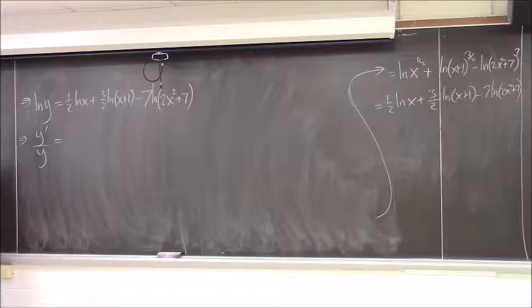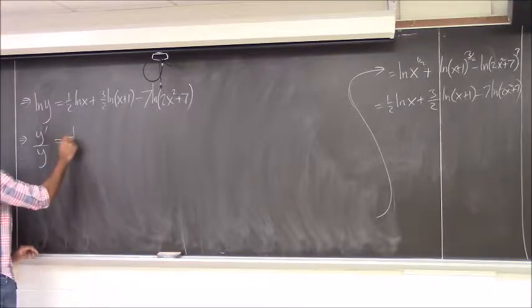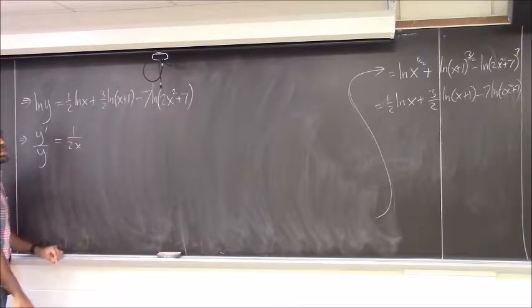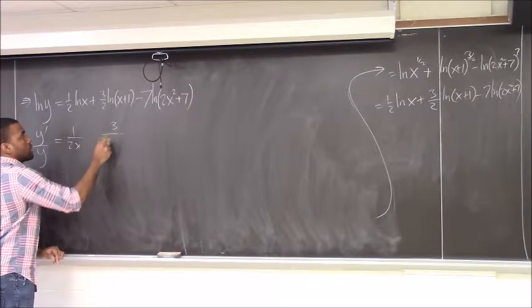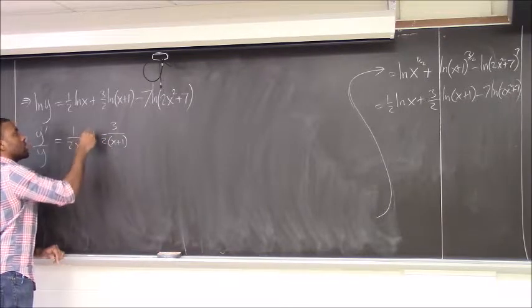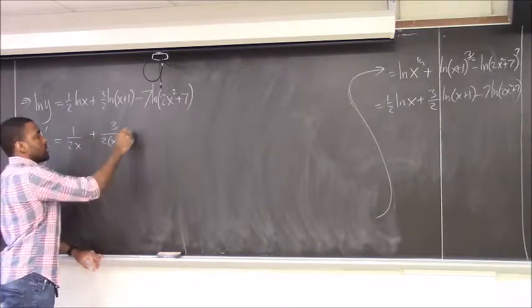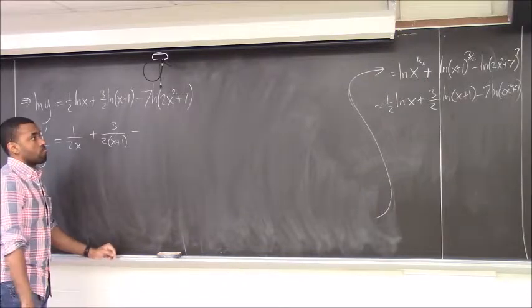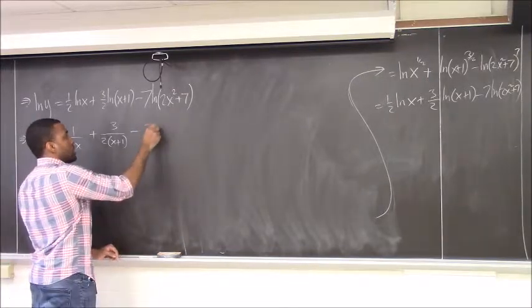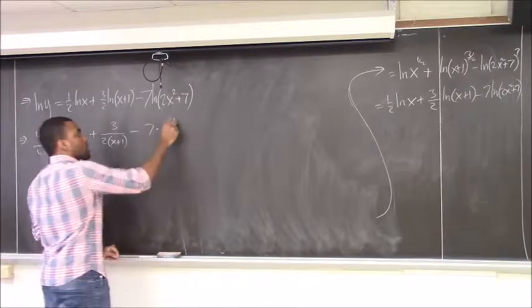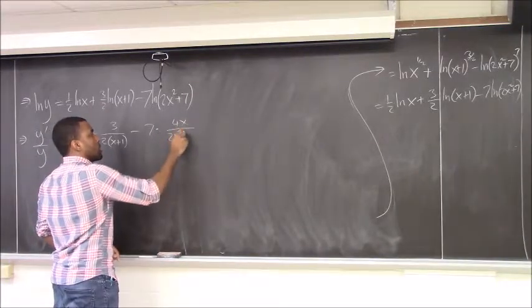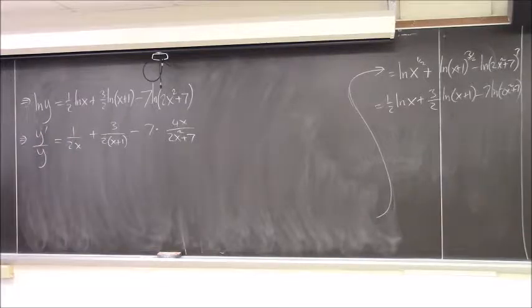Derivative of this, 1 over 2x. Derivative of this, 3 over 2 times x plus 1. Derivative of this, so 7 times 4x over 2x squared plus 7. So once you go through the trouble of simplifying, the actual calculus part is pretty easy. The hardest part of this problem is the algebra.